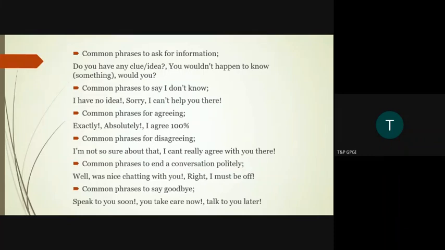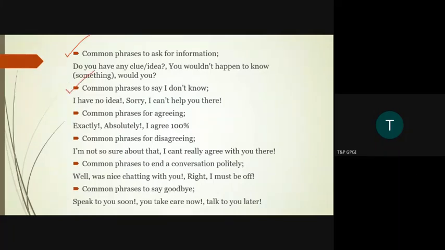Now, if people ask you for information and you don't know, you need to know the ways how to say, I don't know, right? If I'm asking you something and you don't know that, how would you respond to me? So you should know the ways how to say, I don't know. Here are some common phrases to say I don't know.